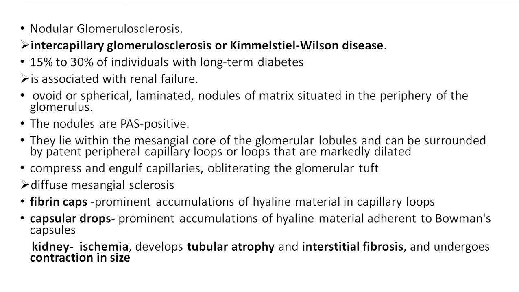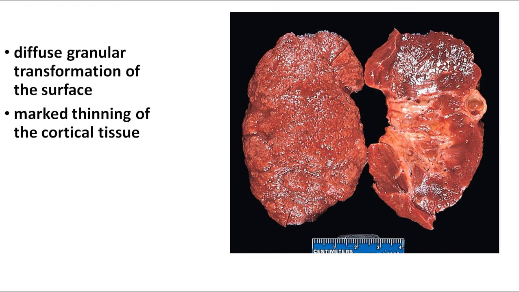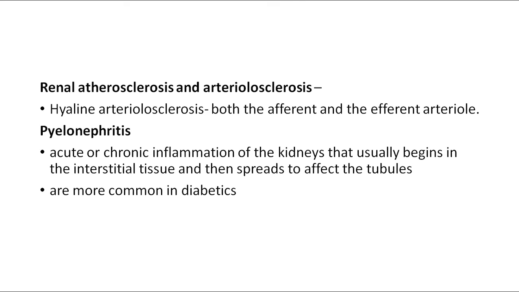In the kidney, ischemia develops, which leads to tubular atrophy and interstitial fibrosis, which leads to contraction of the kidney size. So the kidney size becomes smaller, with diffuse granular transformation of the surface or marked thinning of the cortical surface. This is the picture of nephrosclerosis: renal atherosclerosis and arteriosclerosis, hyaline arteriosclerosis.